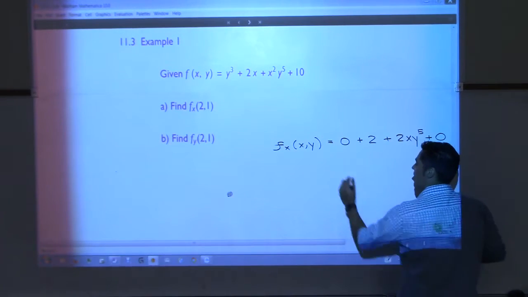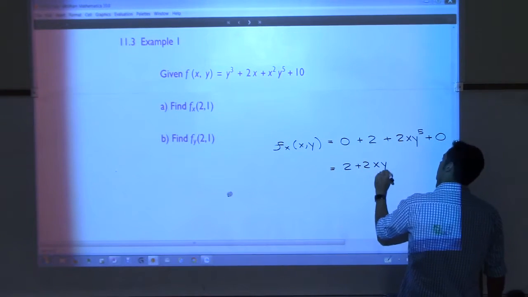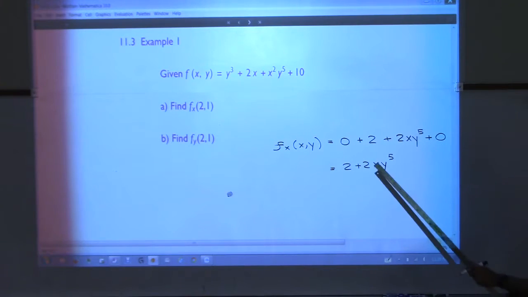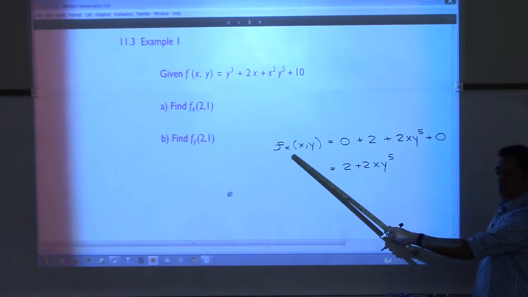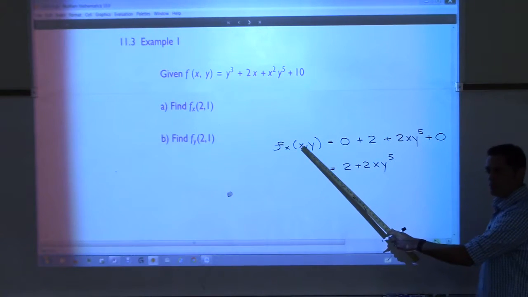What's the actual notation for a partial derivative? I'm getting to it. This is the actual notation for a partial derivative. But there's like 5 equivalent ways.